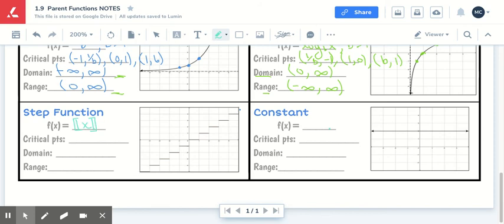Critical points on this one, we actually don't have any, so we're going to leave those off. The domain for this one is from -infinity to infinity. And the range for this one is kind of funny. If we're looking at the graph, the y values that we have on this one are only integers.